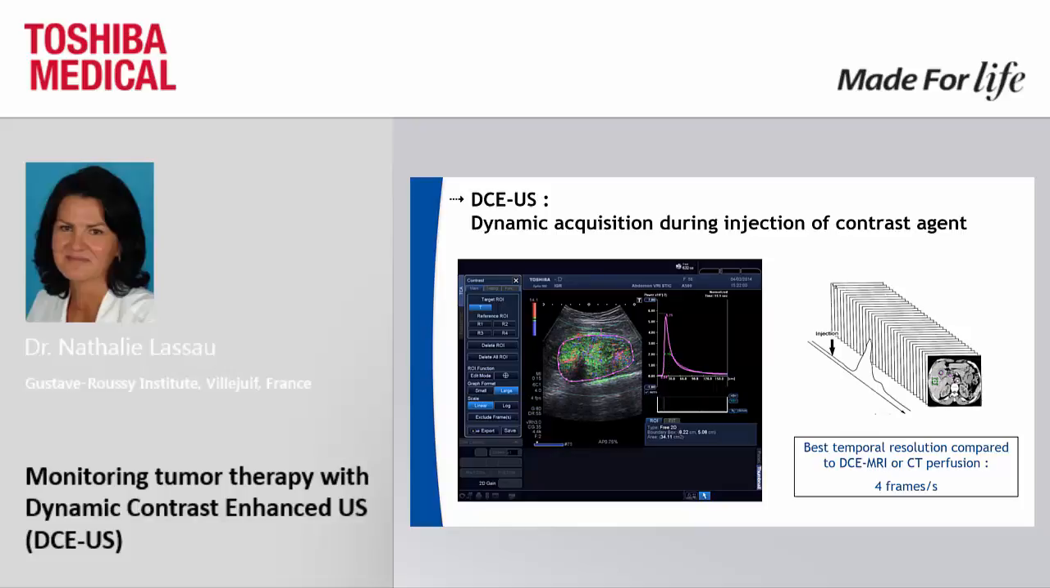With the CT perfusion, we perform 1 acquisition per second. With DCE-MRI, 1 acquisition every 2 seconds. But with the DCE-US, we are able to record 4 frames per second during 3 minutes, and we record the wash-in and the washout automatically.